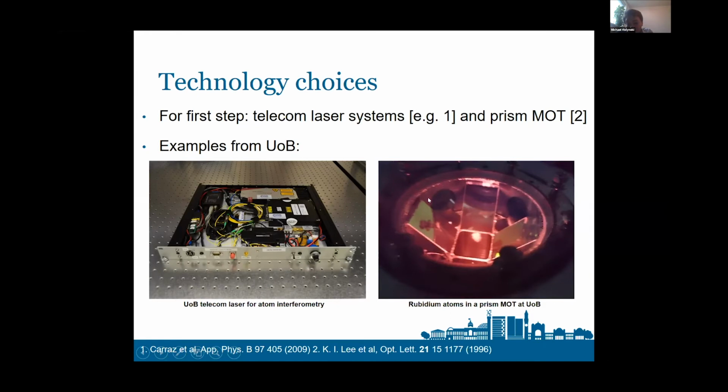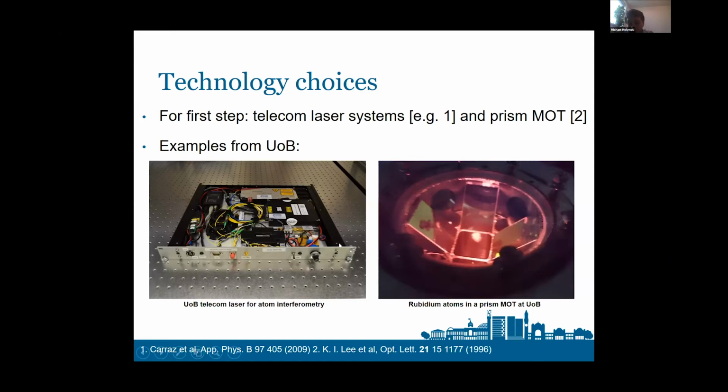And here what we've used is a prism MOT. You can see an example here. We have 4 mirrors here aligned such that when we shine a beam of light from the top, these bring in all the beams from the sides, and with another beam coming from the bottom, we then have a 6-way cross of laser beams that create the confining force.